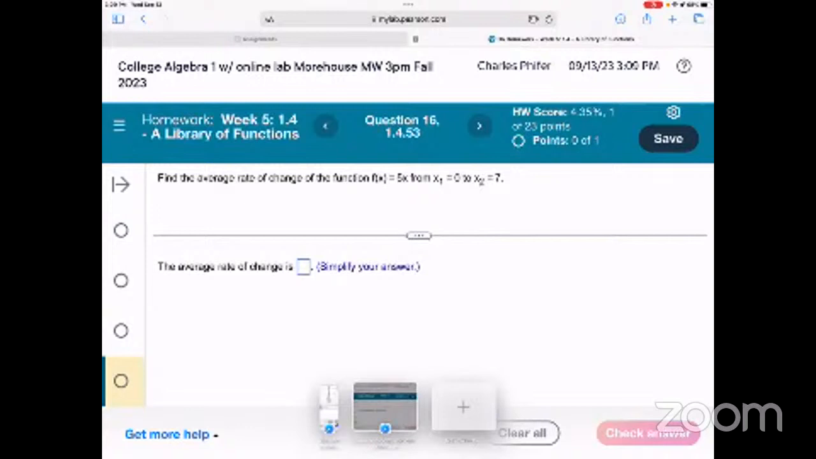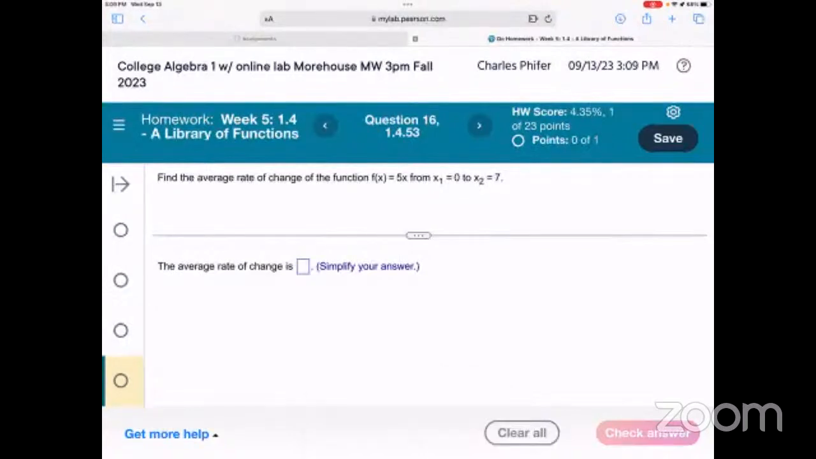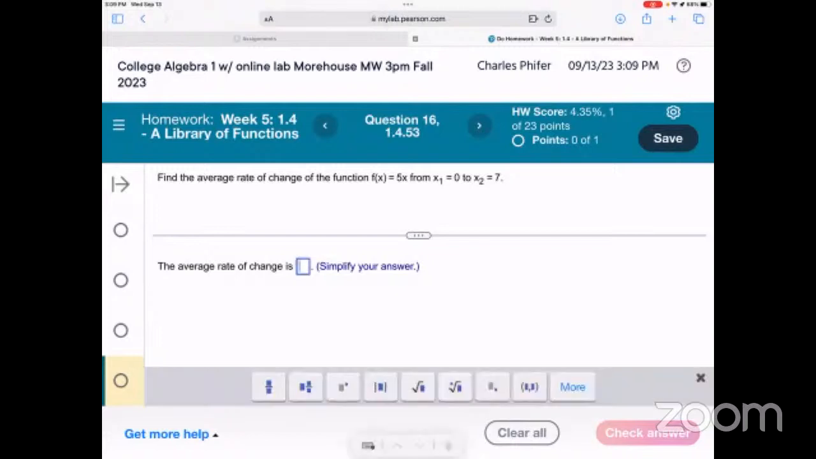The average rate of change is 5. So I had to flush my body with a bunch of fruits, veggies, and water to reset it. Cool. Okay, let's look at another one.